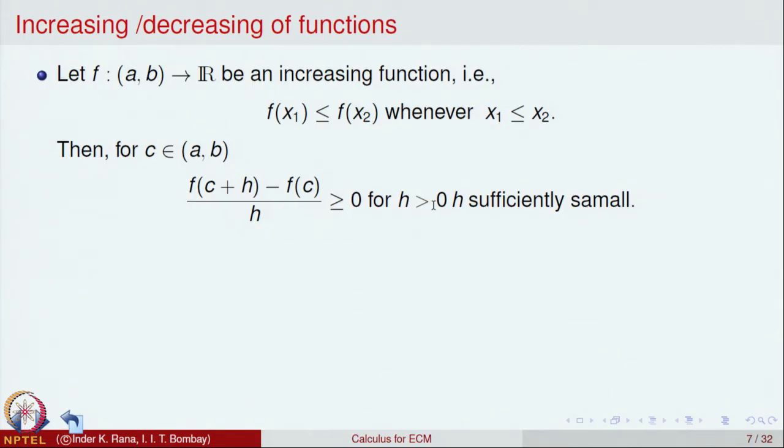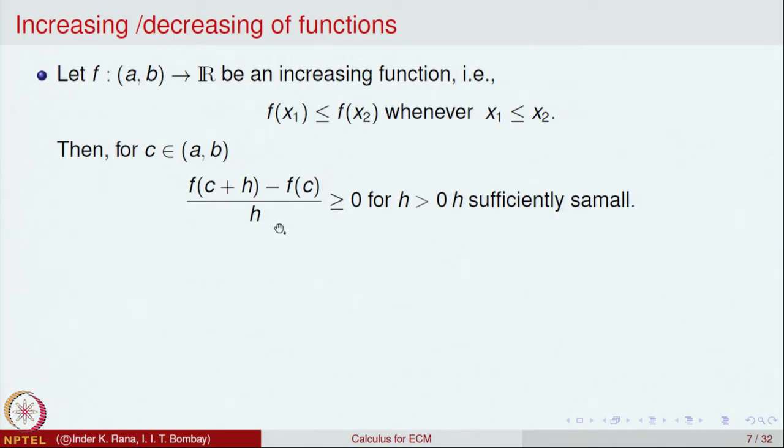For positive h it is obvious. For negative h also it is obvious, because c minus h will be on the left side of c. So, f of c will be bigger than f of c plus h. So, the numerator will be negative, h is negative. So, this ratio will be positive. Positive, we should say non-negative, because the function could be a constant. So, it is non-negative for all h bigger than 0 or less than 0 sufficiently small.